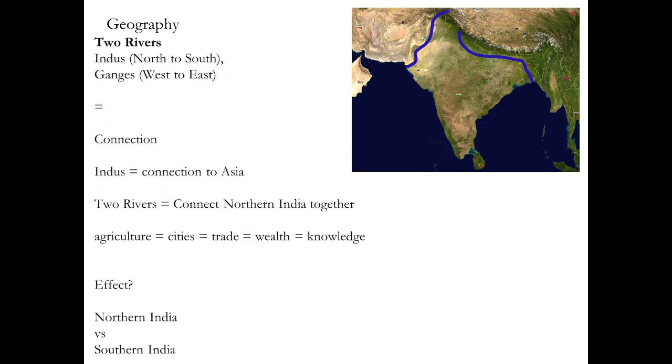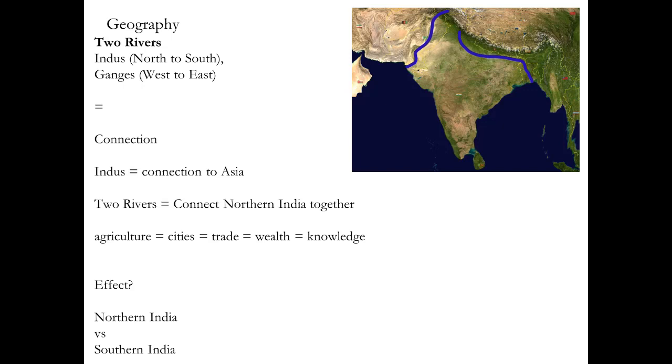So what we get, because we have two huge rivers, is agriculture. Agriculture gives us cities. Cities give us trade. Trade gives us wealth. Wealth gives us knowledge. So what's the effect? The effect is northern India is always more advanced, more connected, more populous, more international, more cosmopolitan, more jacked into the world trade system than southern India.